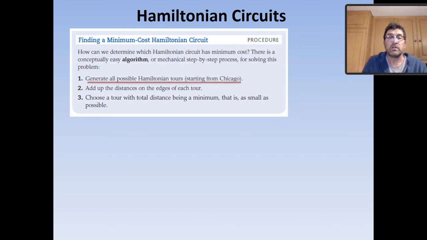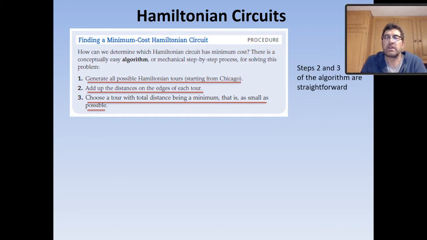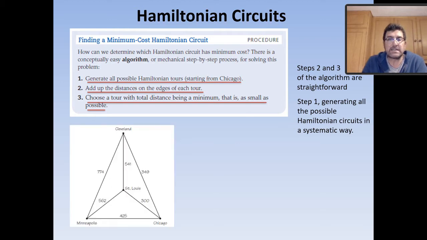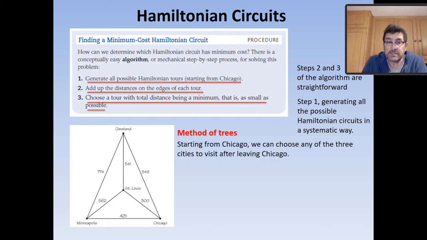So let's have a look. We generate all possible tours, we add the distances, and from there we choose the tour with the minimum total distance. Okay, steps 2 and 3 of this algorithm are really straightforward. It's just an addition and then making a choice. Step 1 is generating all the possible tours that we can have for that matrix of distances. Now there's our graph that represents the matrix. What we will do is use the method of trees.